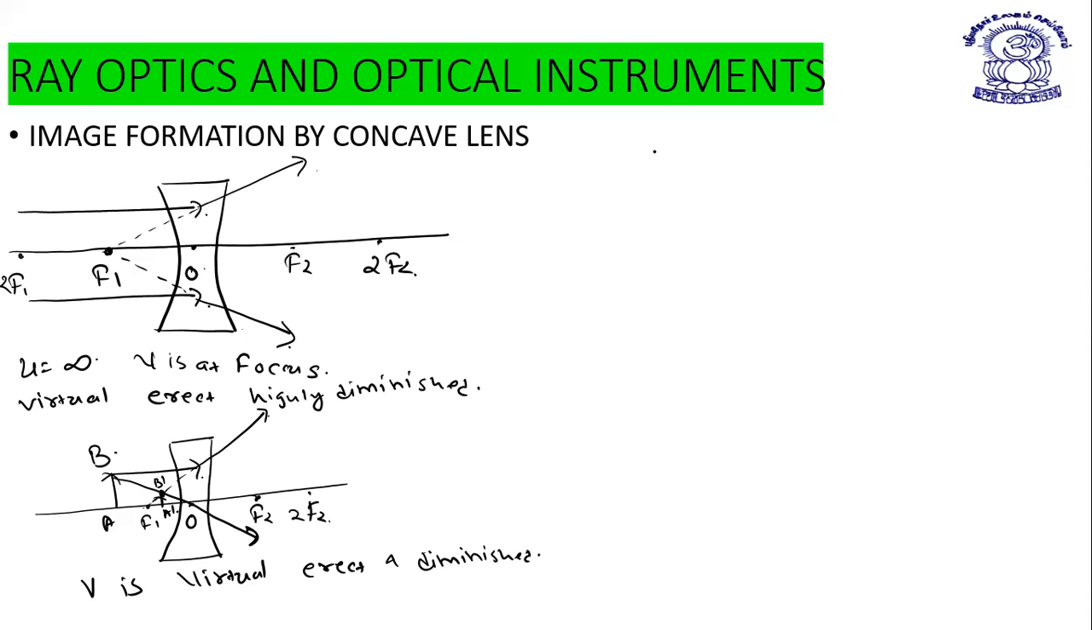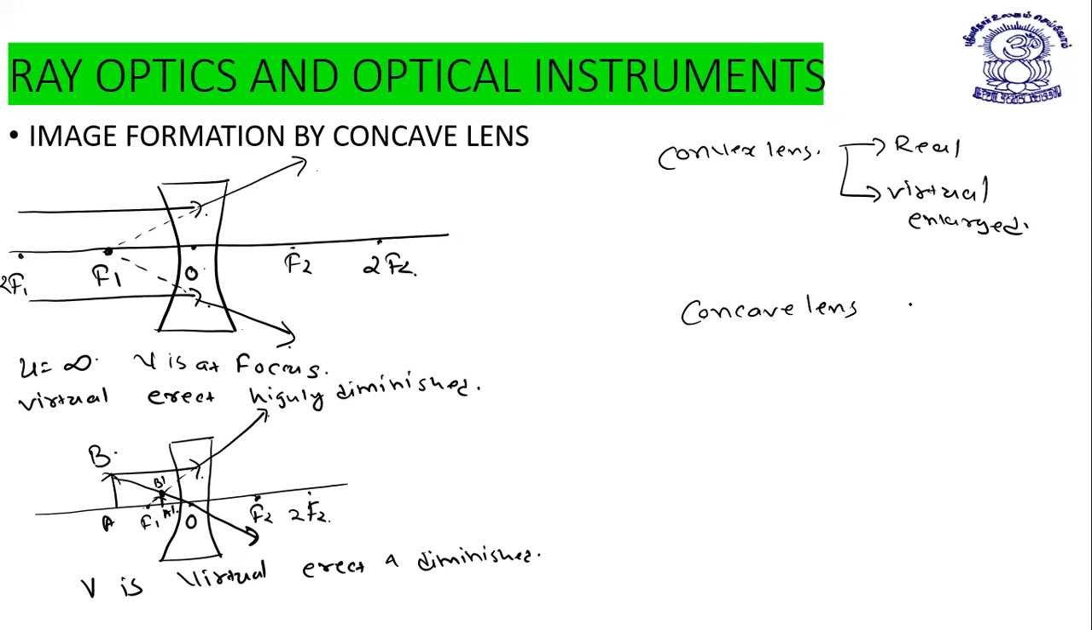So the image formed by a convex lens can be real or virtual. The virtual image formed is always enlarged. The image formed by a concave lens is always virtual and it is always diminished.